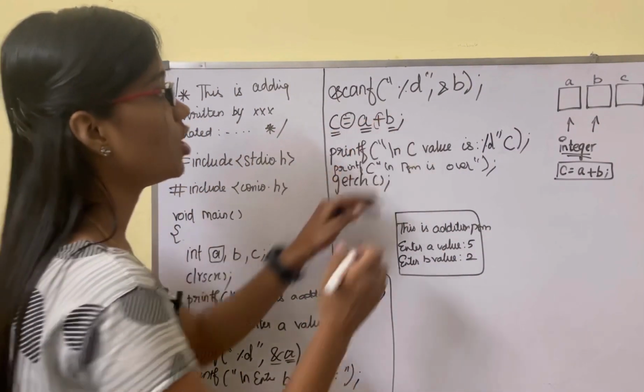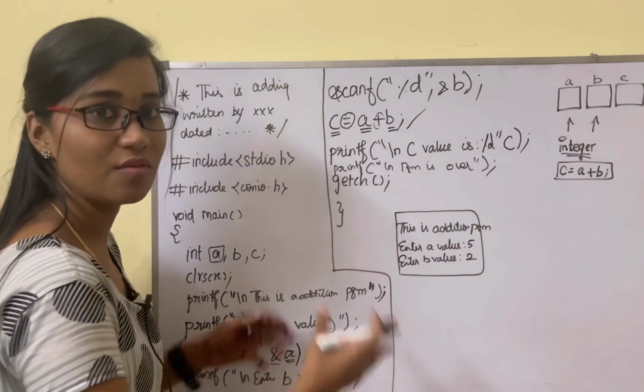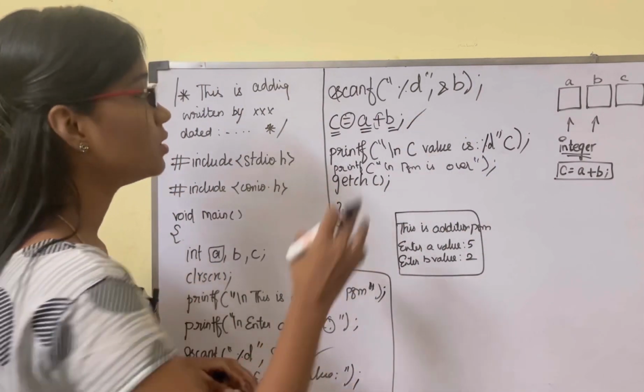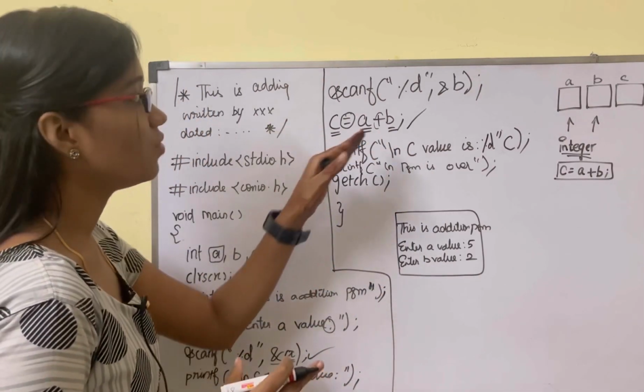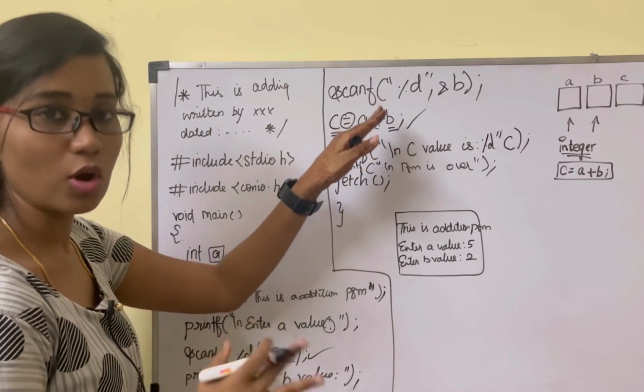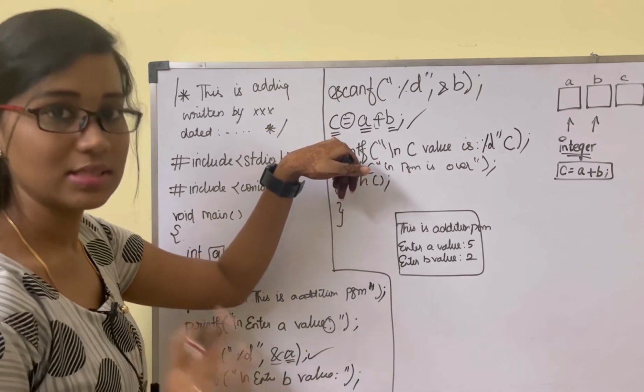These things will not be printed on the output screen. Why? We did not give that in printf. This is coding. C is equal to a plus b, so this process is going to happen with the a and b values. It is going to add and store the result in c.